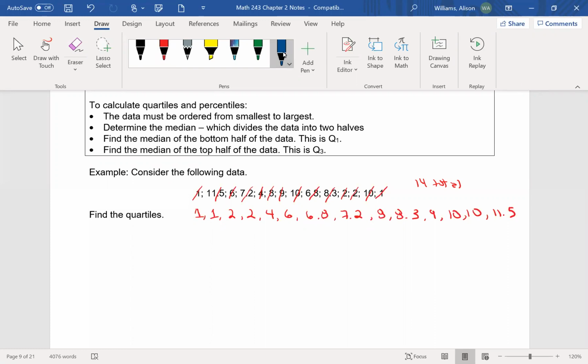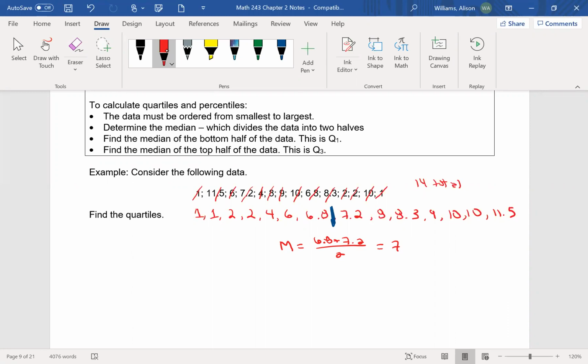1, 2, 3, 4, 5, 6, 7. Okay, so here's the halfway mark, between 6.8 and 7.2. 6.8 plus 7.2, divide that by 2, that actually comes out to 7. Nifty. So there's M, which is technically the second quartile.